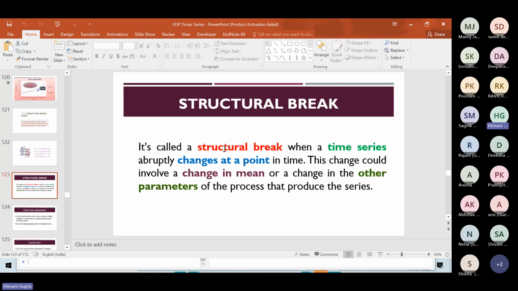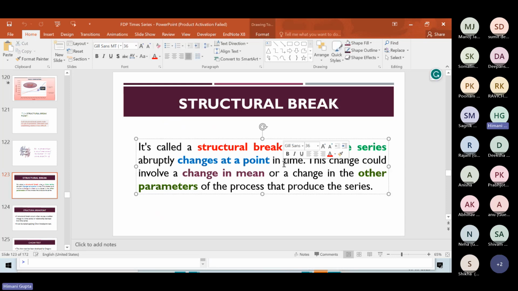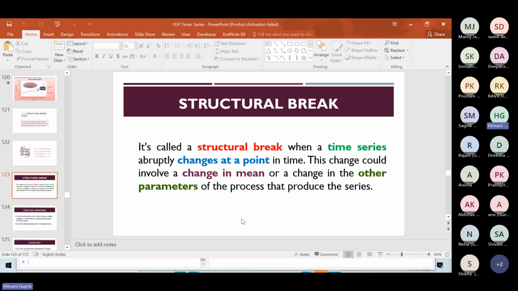Now, it is called a structural break when a time series abruptly changes at a point of time. That means at any particular time, your data will suddenly change. If data is suddenly changing, it means there is a change in mean, or there is a change in parameters of the processes that produce the series. So our main thing is that we have to find that structural break, and that structural break can be due to any reason. I'm not taking only COVID-19.